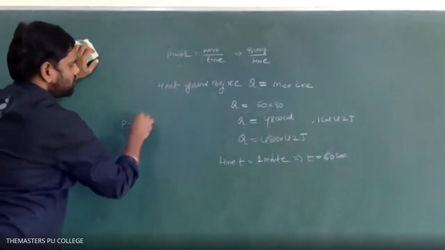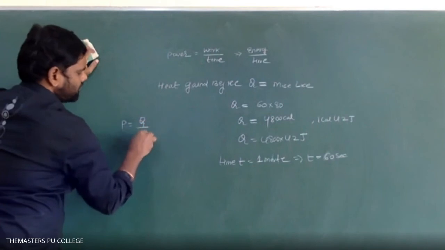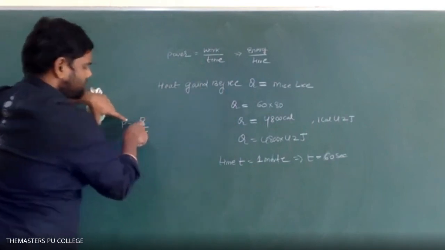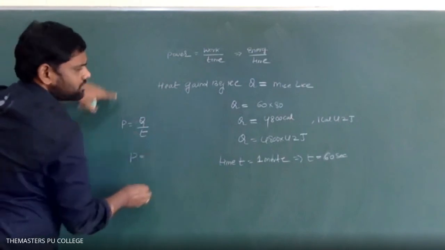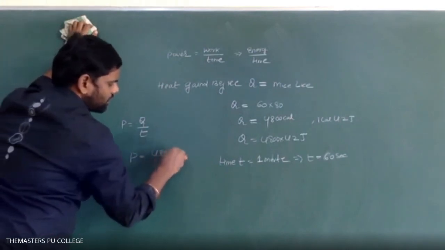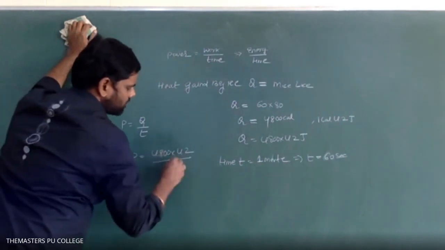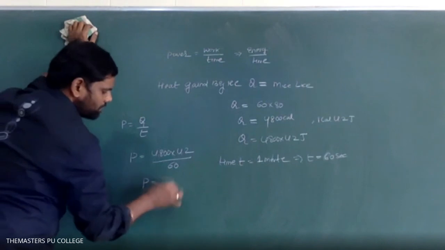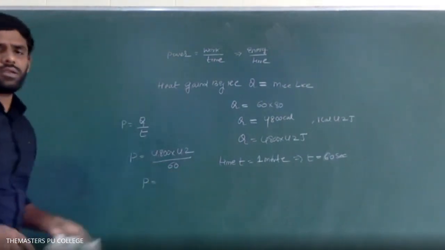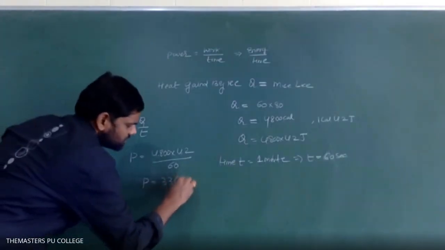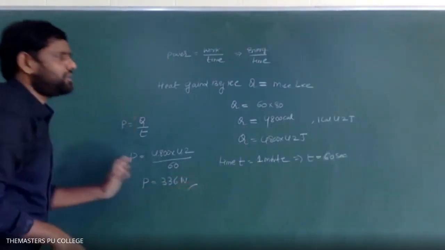According to that formula, power P is equal to energy divided by time. Energy is nothing but heat, Q by t. So power P is equal to 4800 into 4.2 divided by 60. Then you can calculate the power P. Power is in watt. So how much is it? 336 watts. So that is 336 watt. Got it, guys.